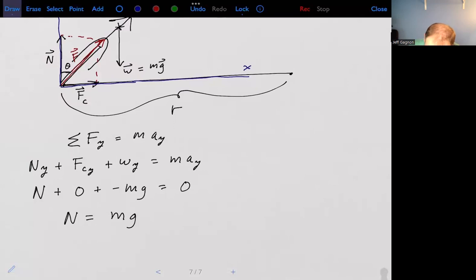What about the x direction? Now I have the sum of the forces in the x direction equals m a_x. Just like before, because the x direction is the radial direction, a_x is the same as the centripetal acceleration, which we're going to write as v squared over r.